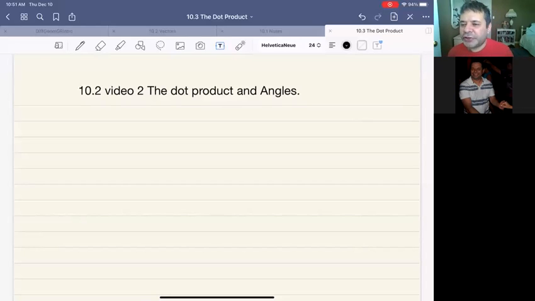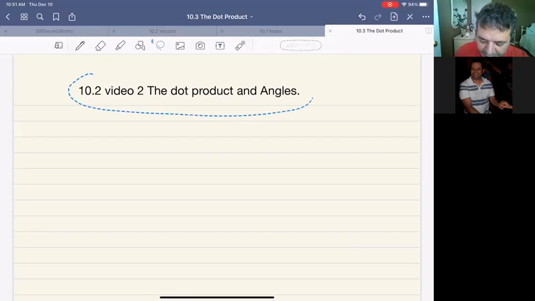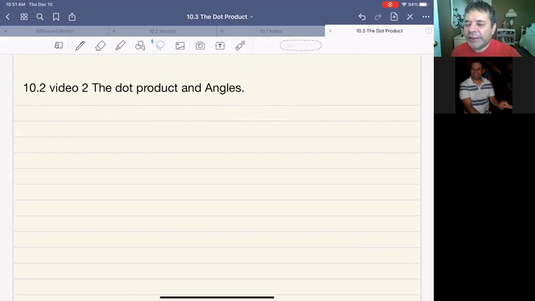All right, we sort of introduced this idea of the dot product and angles, but we're really going to go all in on it now. So we're going to actually define the angle between two vectors as the result of a dot product.